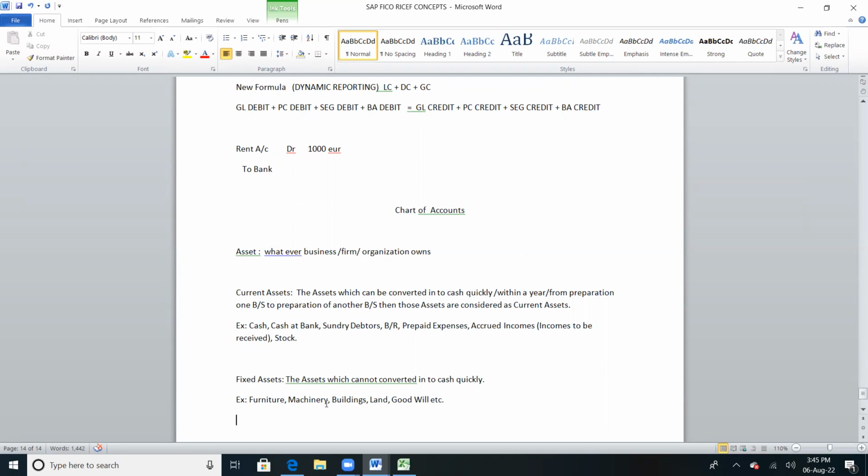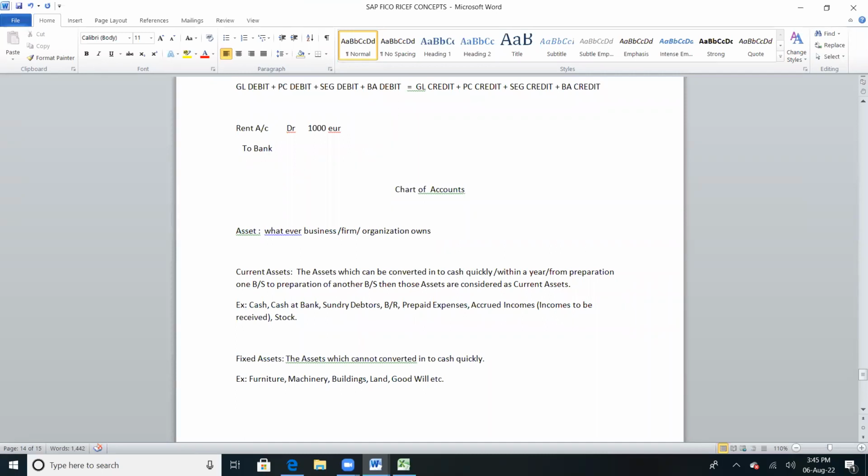So here, most of these are ledger accounts. Cash is one account, cash at bank is one account, debtors another. The chart of accounts is like a library of accounts. Next, how will balance sheets be prepared? Any balance sheet will be prepared in two different ways. First one, write it down, it's very important: in order of liquidity.